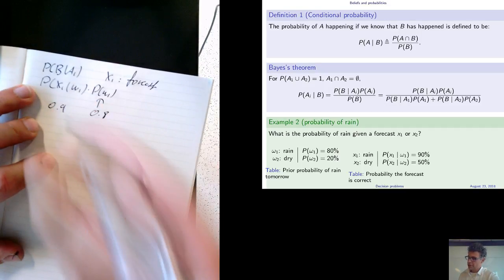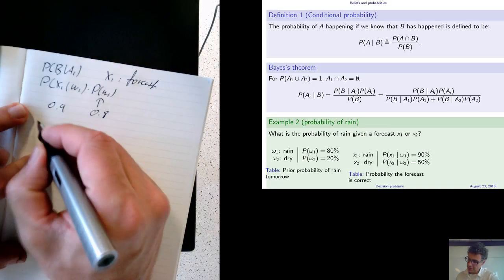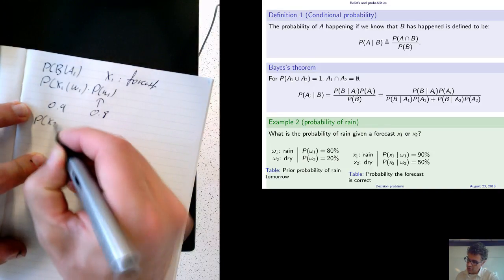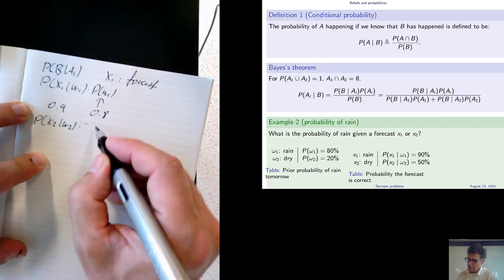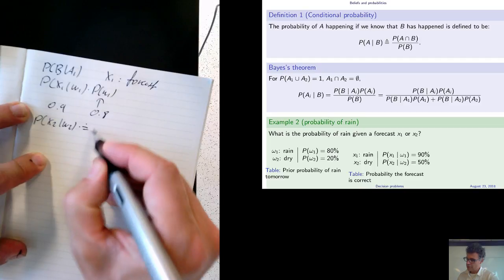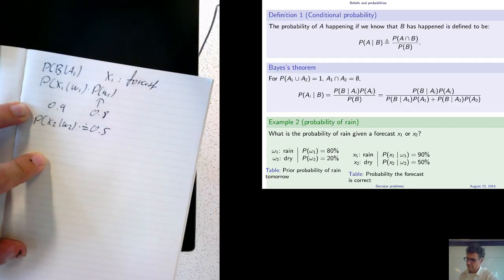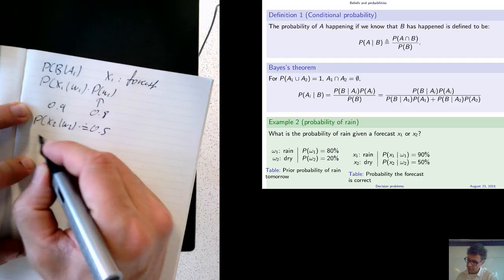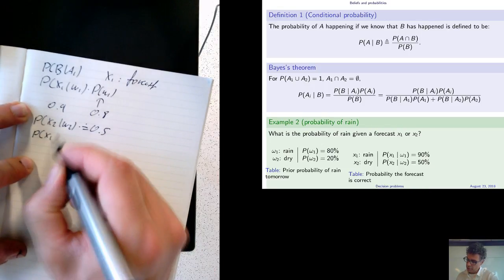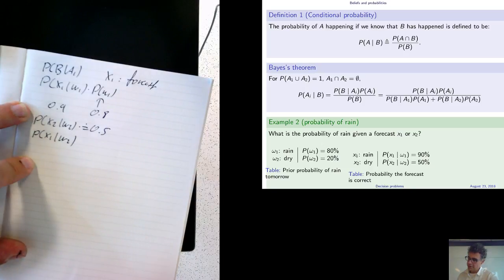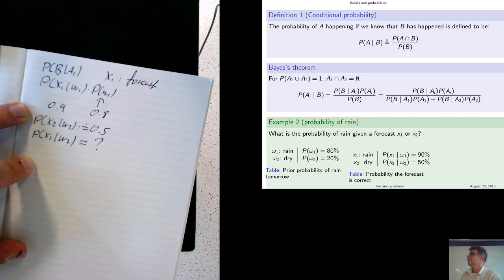That's one term, and the other term is the probability of X2 given omega 2, and what we have is 0.5. But what we actually want is the probability of X1 given omega 2. How much is that? Why?